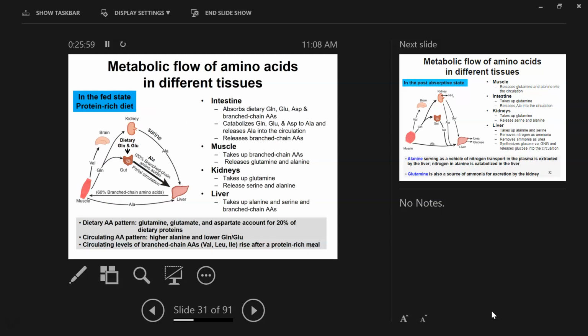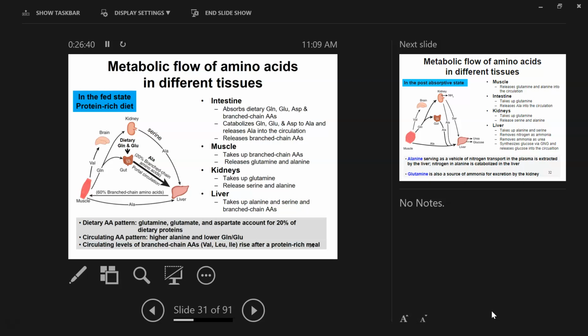Okay, so this slide, together with the next slide, we're going to talk about the metabolic flow of amino acids in different tissues. Different tissues metabolize amino acids differently, right? Under the fed condition, and this slide shows the fed state, you see the muscle, liver, intestine, and kidney are all involved in amino acid metabolism, but they have different roles.